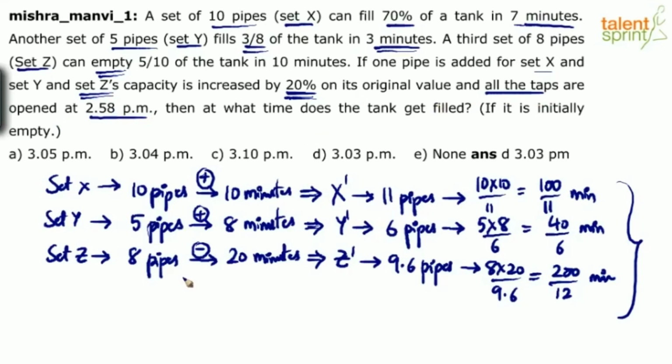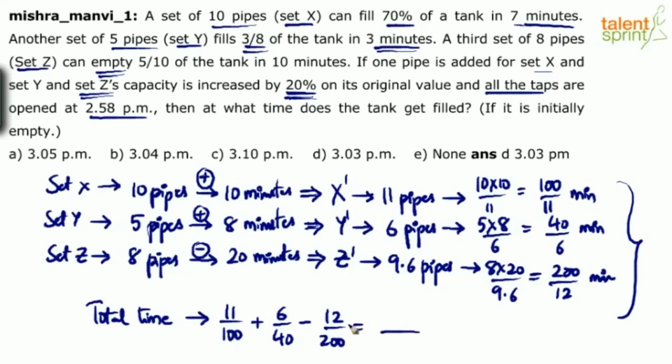You know the unitary method, right? If time taken is this, what is the capacity? Total time required. If all the three are working together, how do you get the total time? You take the sum of their capacities. So 100 by 11 minutes, capacity is 11 by 100, plus 40 by 6 minutes, capacity is 6 by 40, minus, remember we should take minus because it is doing negative work, right? 200 by 12 minutes, so the capacity is 12 by 200.